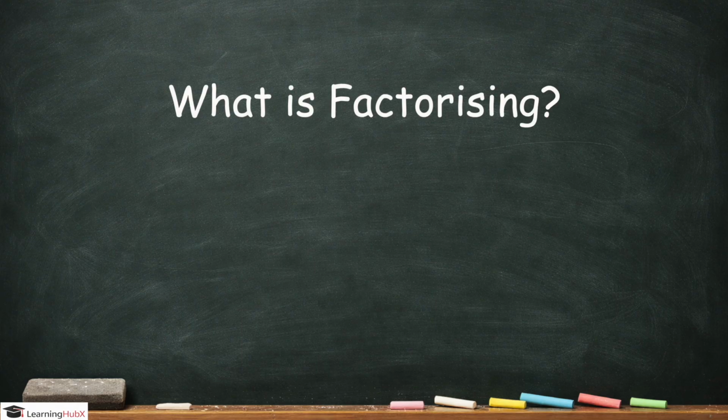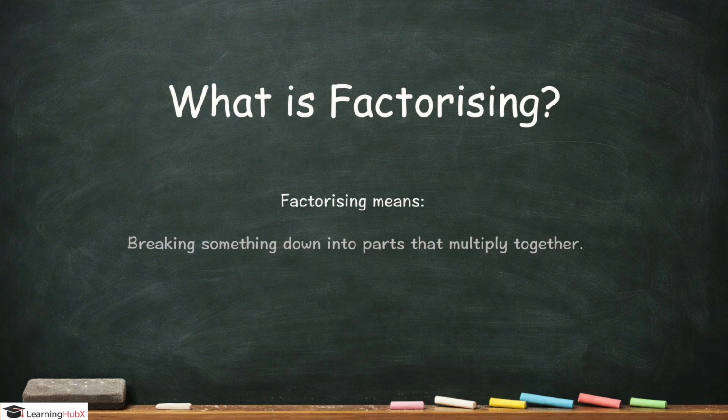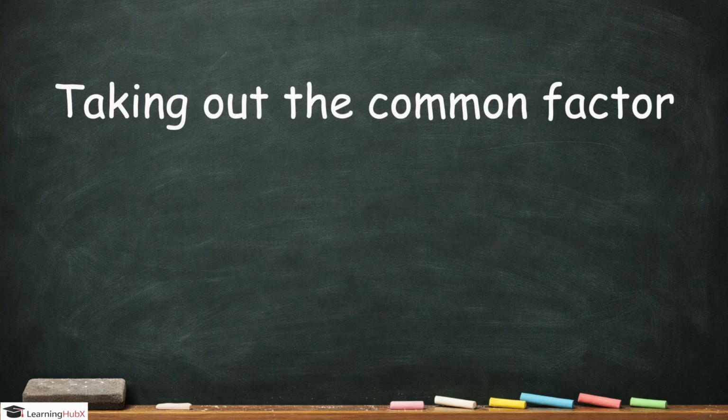So, what is factorizing? Factorizing means breaking something down into parts that multiply together. For example, 6 equals 2 times 3, and algebra works the same way. We just use variables instead of numbers. Let's start with something simple.